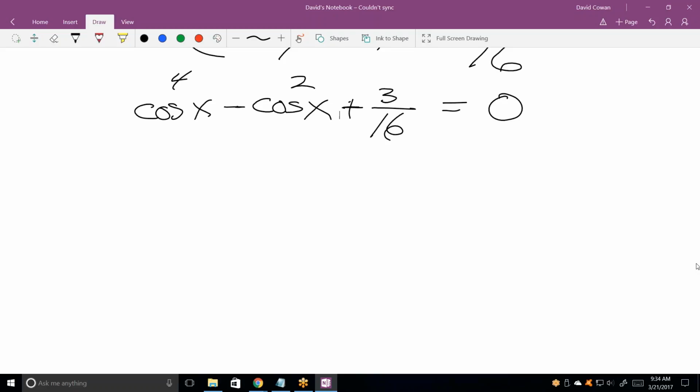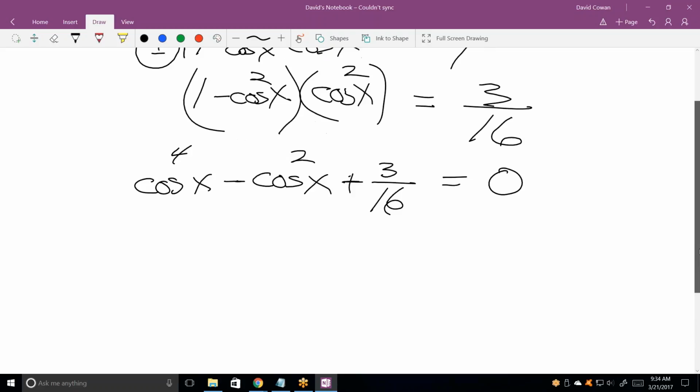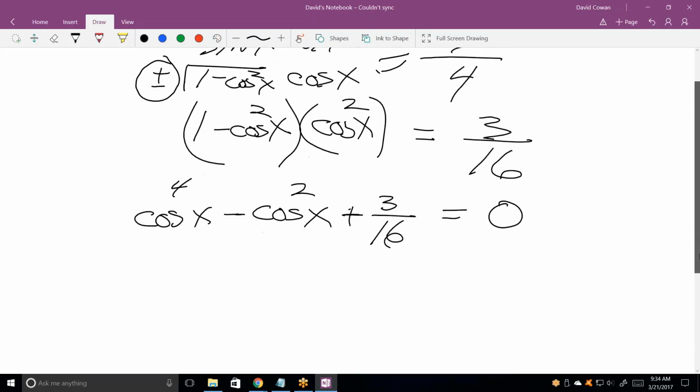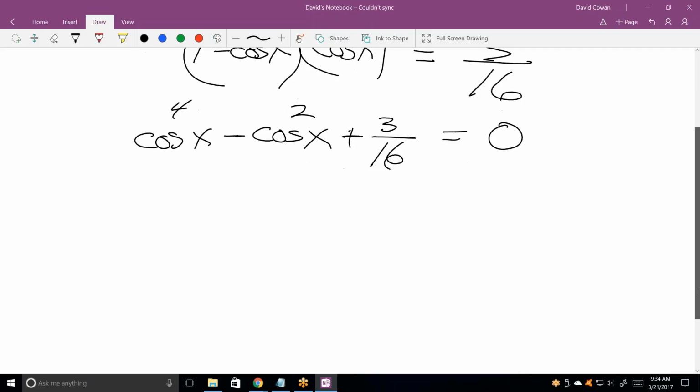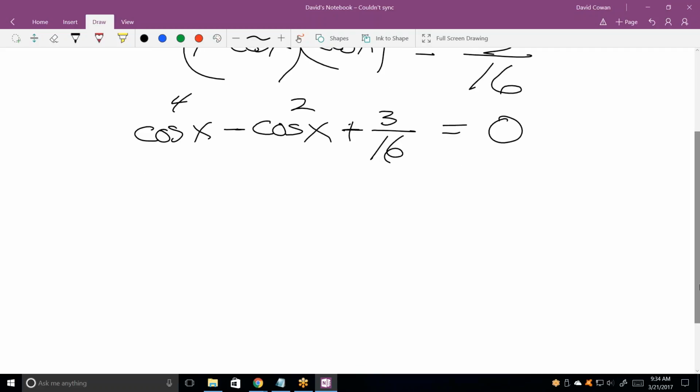In other words, the only way to solve a quadratic, remember you can't factor out cosine squared from every term. What happens to this 3/16? And if I put it back on the other side and then factor it, I'm really just going backwards to what we had previously. So the way to solve a quadratic is to put it in quadratic format.